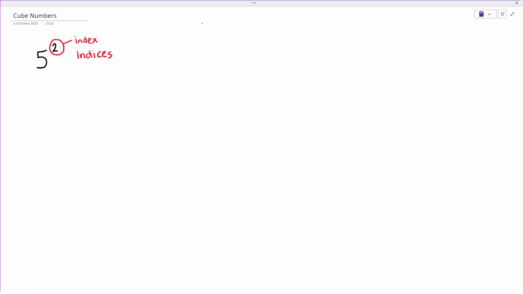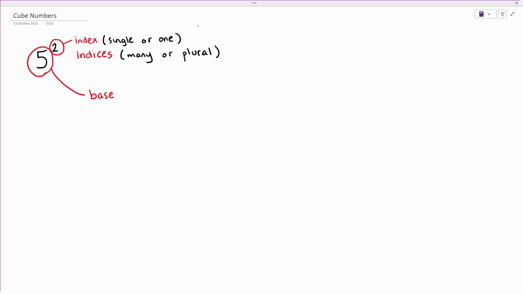So let me just write this down for you. So this is single or one, and this is many or lots or plural. Okay, and this, if I can get this right, there you go, that there, the big number, is called the base.